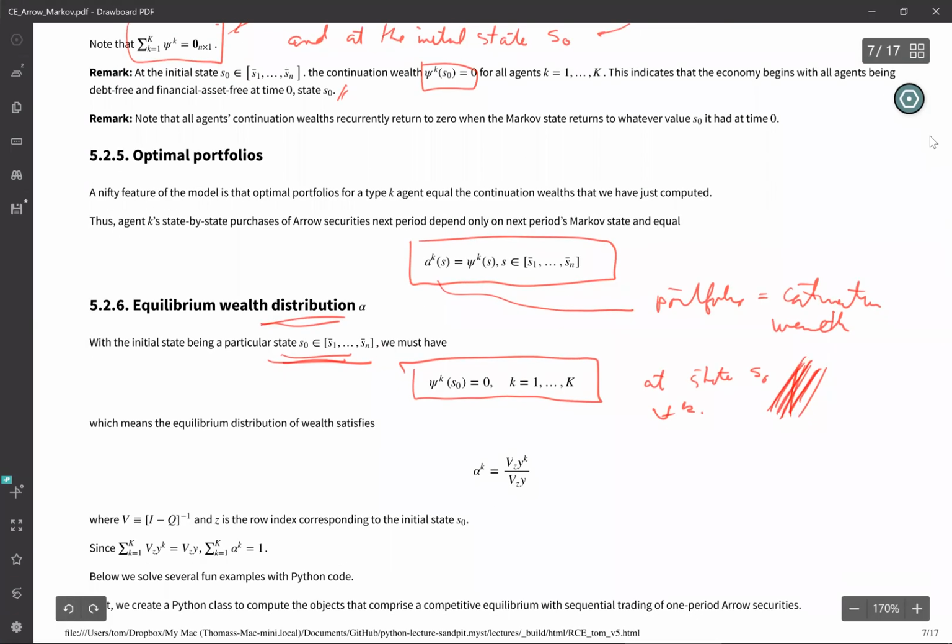So if you take this, I apologize, I've been kind of ambivalent about subscripts or superscripts. If the alpha k is assigned to one person, the alpha k is going to be equal to, I'm going to do it this way. Let's stare at this.